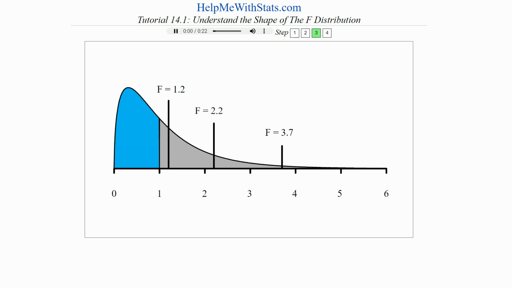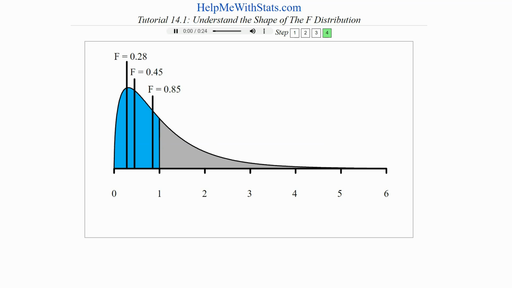Here's an example of 3 F-ratios that are greater than 1. F-ratios greater than 1 indicate a higher variability between means than expected by the null hypothesis. There's no limit to how large the F-ratio can get. In some cases, the F-ratio could be more than 100 or even more than 1000.